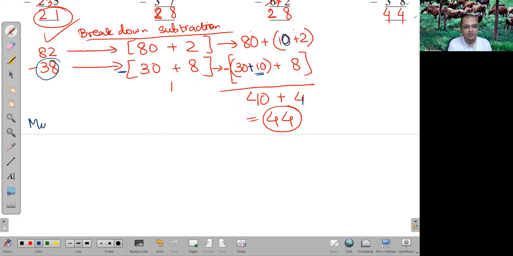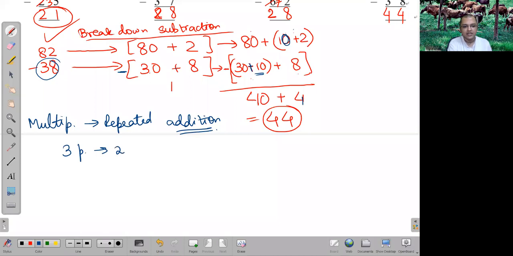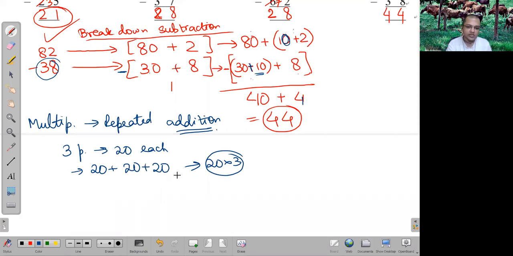See, multiplication is nothing but repeated addition. Actually, there is nothing called multiplication. It's all addition only. So as you said, if there are 3 people and they are getting 20 apples each, then what is happening is 20 plus 20 plus 20. When 20 is added 3 times, that is what we say 20 multiplied by 3. It simply means add 20 three times, or you can also say add 3 twenty times, whichever way you want to say.